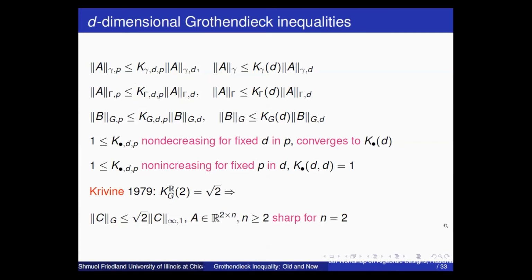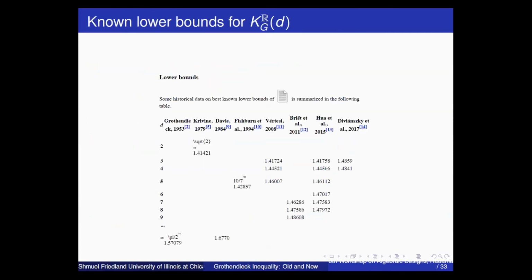Okay, next. This is a copy from Wiki, just to give you an idea of the value of these constants. Grothendieck showed that this is greater than or equal to pi over 2, because we computed what we now understand as the Grothendieck constant for positive semi-definite. Then Krivine did many things about it. He first of all showed that it equals square root of 2. This is called lower bounds here, but it's actually equal for n equals 3 and 4.